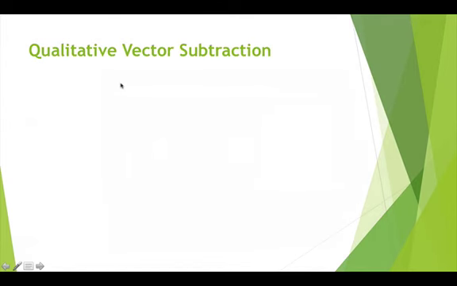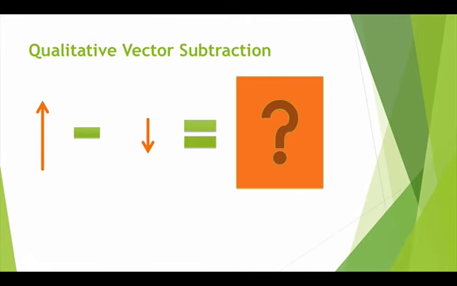Alright, the next thing I want to look at is qualitative vector subtraction. So just like subtraction is the opposite of addition when you're dealing with numbers, vectors work in much the same way. Let me show you an example. What if I want to take one vector pointing up and then subtract from this first vector a second vector pointing down, and it's not as long.